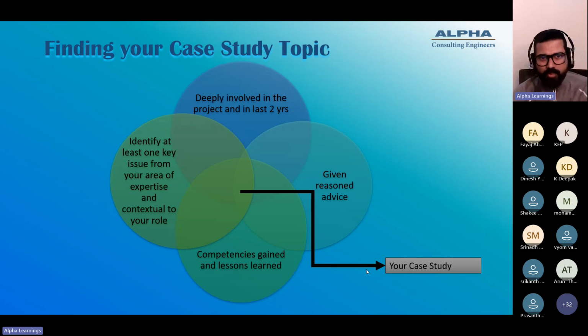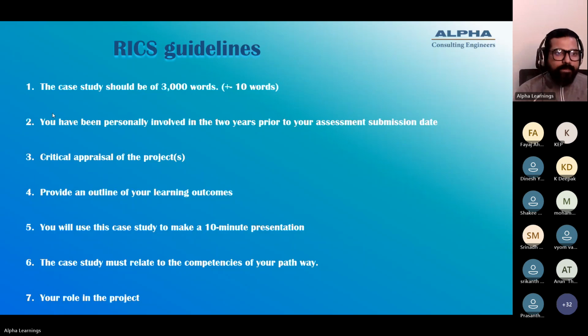So at the center of all these considerations lies your case study. It must have all these elements. Okay, so what is the word count limit? The word count limit is 3,000 words. You must have been personally involved in the last 2 years prior to the date of your submission. This is a very important thing that you must know: this 2 years, and from which date this 2 years will be counted.